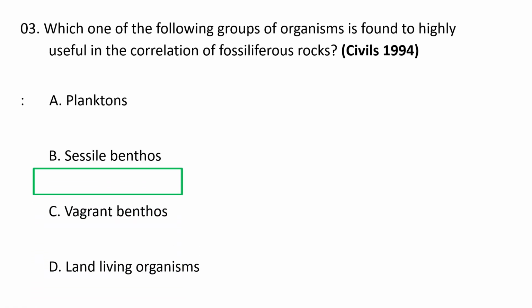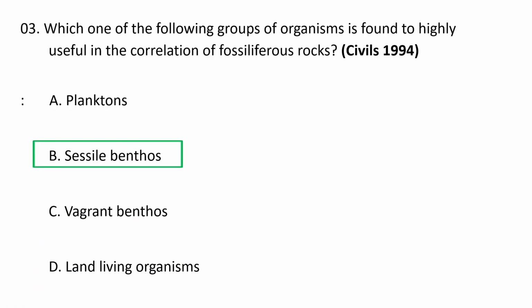Sessile benthos. Sessile benthos, meaning organisms attached to the seafloor, are highly useful in the correlation of fossiliferous rocks, particularly within paleoecological studies and biostratigraphy. Because they are immobile as adults, they directly reflect the local environment, that is the substrate, depth and currents at the time of burial, aiding in facies mapping and time equivalent rock correlation. So sessile benthos are the group of organisms found to be highly useful in the correlation of fossiliferous rocks.